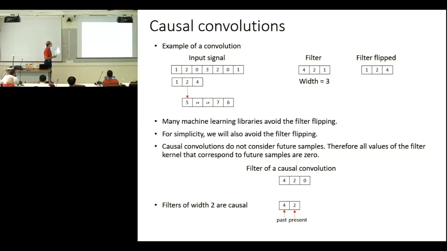Now let's assume that we have this filter and we apply it to this input signal. We multiply 1 times 1, 2 times 2, 0 times 4, we sum all of them and the outcome is 5. And we repeat it for the next, we move 1 time step and so on. So this is the output signal.